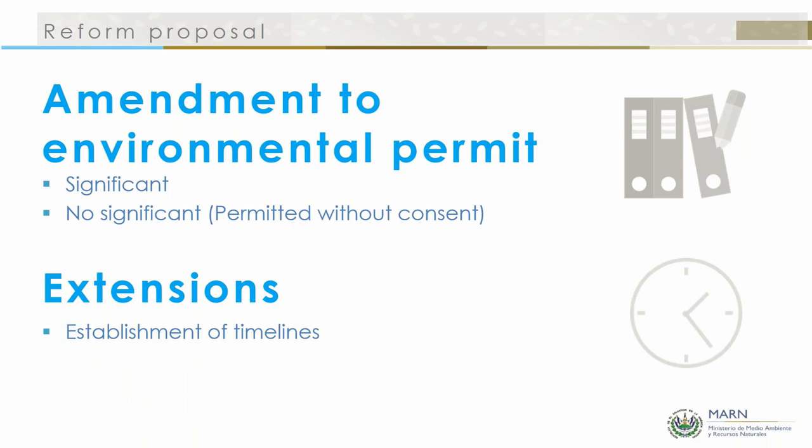So for this, we looked at the amendment to the environmental permit, and we decided to propose two kinds of amendment. One of these is the significant one, for which we are going to ask for more information. But the other one is the non-significant one. And for this, our proposal is that we suggest a permit without a consent. Just send a letter to our ministry and say we're going to undertake small changes in the environmental permit, and that would be okay.